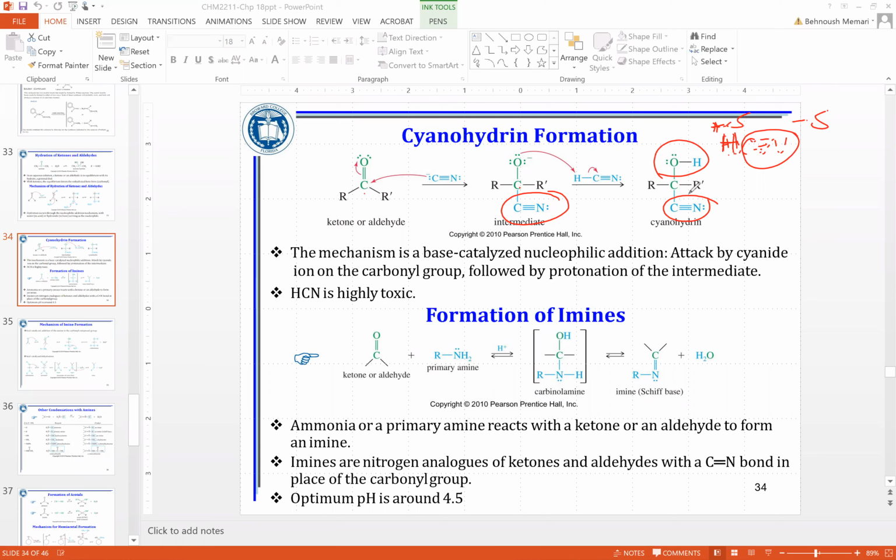A cyanohydrin, as a functional group, is a carbon that carries both a CN triple bond and the OH group. So basically, the other name for this reaction would be addition of HCN. It's like hydration was addition of water, and this reaction is addition of HCN. When you add HCN, H will add to oxygen and CN will add to the carbon.